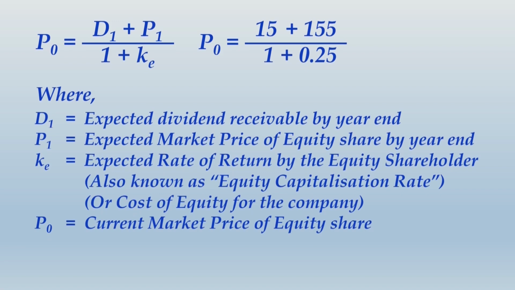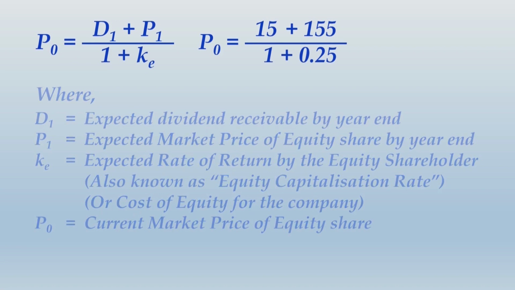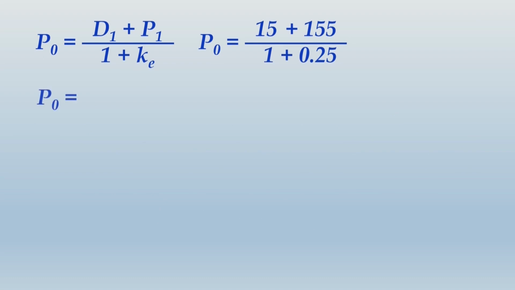Alright friends, after writing up this much, do one thing. You would make the further calculation. P0 will be 170 divided by 1.25 and that will be rupees 136. So write down this also and then we move ahead.